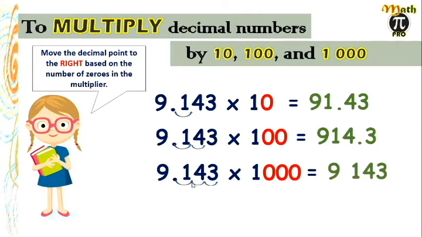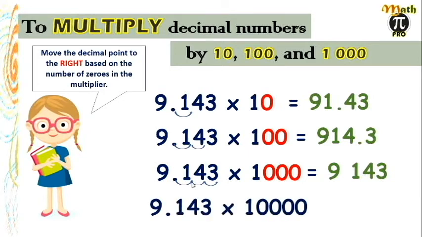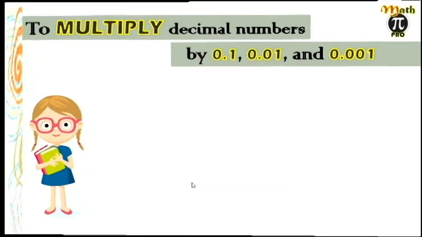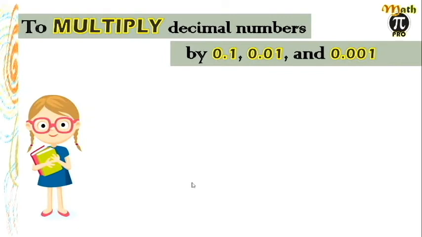We can even multiply this decimal to 10,000. And since there are 4 zeros in 10,000, then again, we just move the decimal point to the right 4 times. So again, in this example, you will see that we need to use 0 as placeholder. So our product is 91,430.